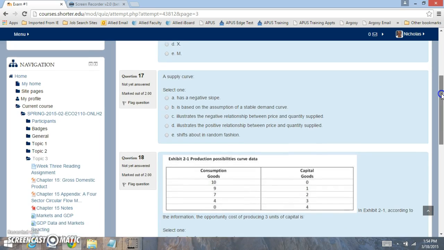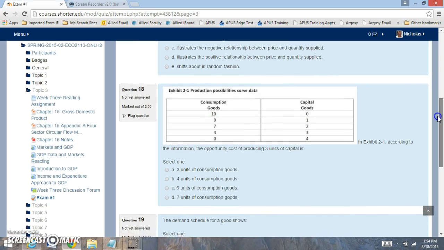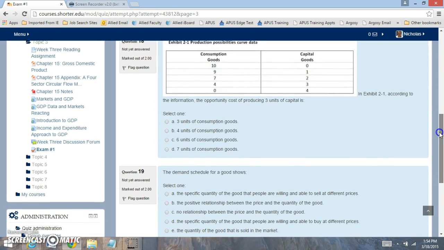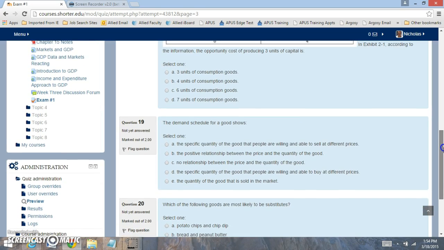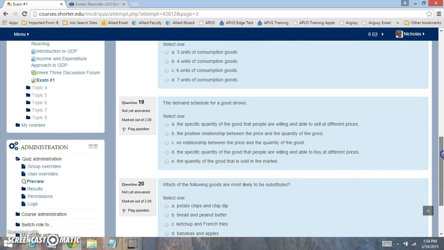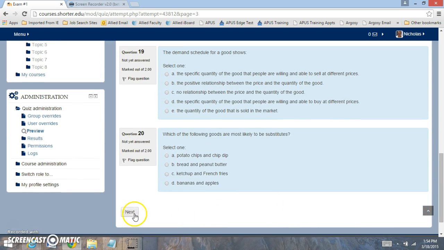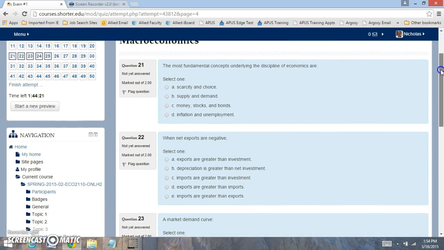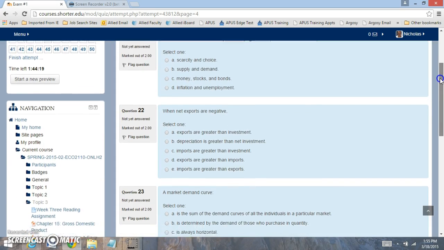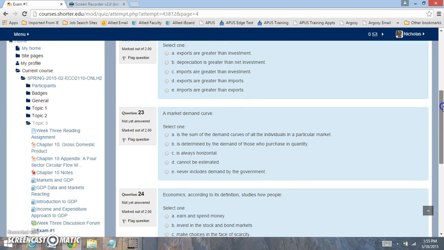The supply curve, what is the relationship of the supply curve? Is it negative or positive? Demand schedule, that's looking at a list of quantity and outputs that are available. Substitute goods, you can either buy one or the other good. If net exports are negative, that means we're importing more than we're exporting.